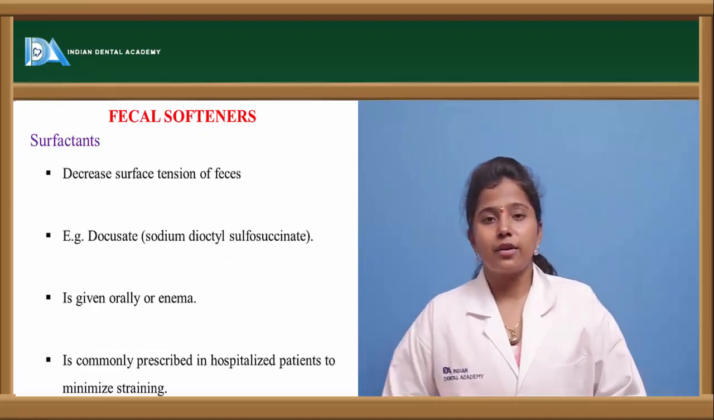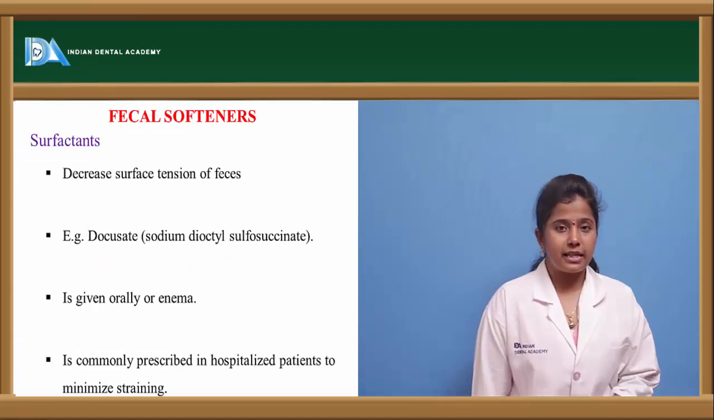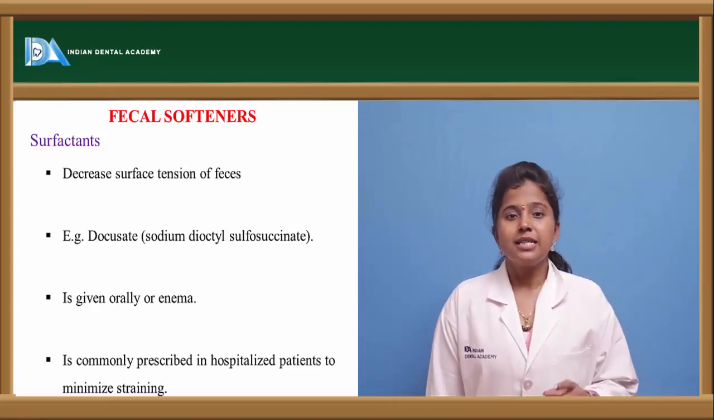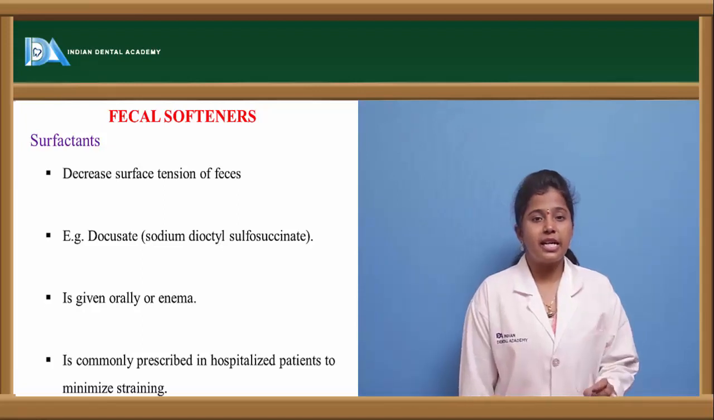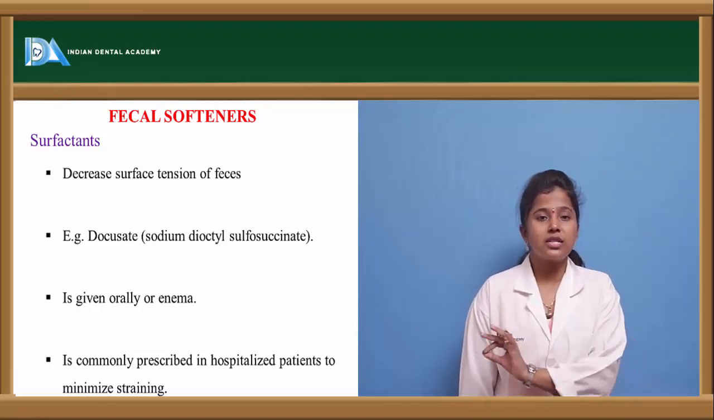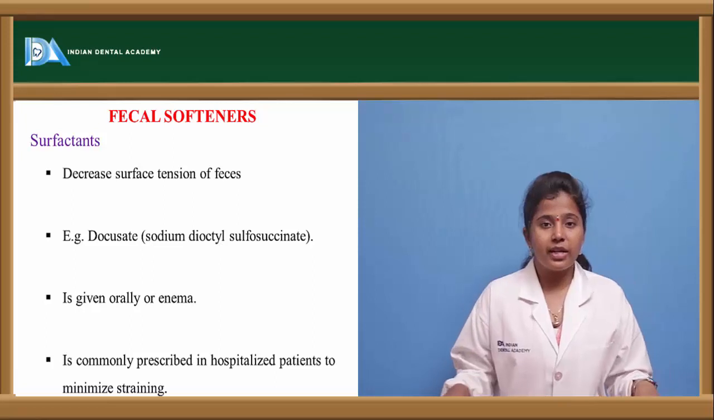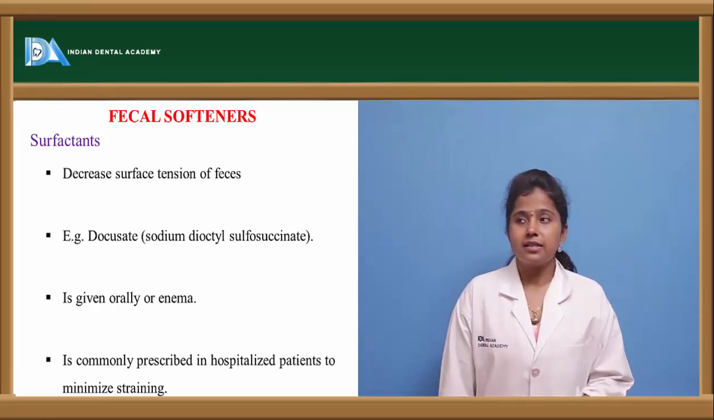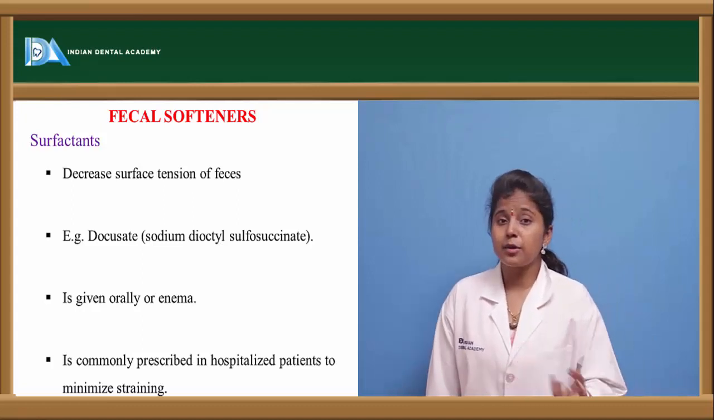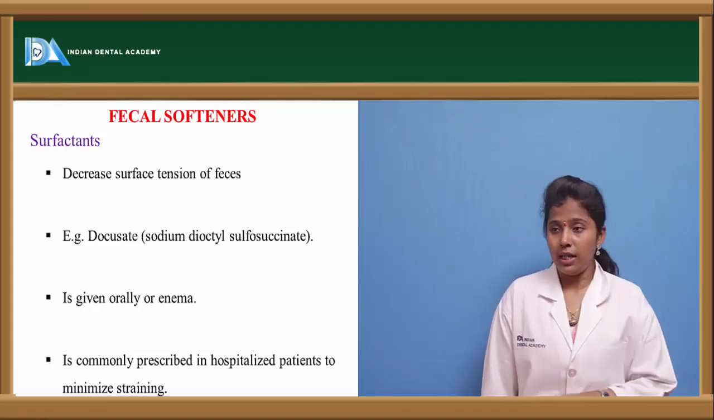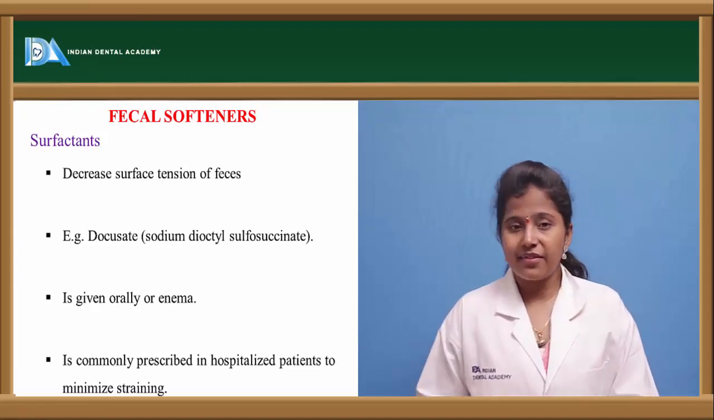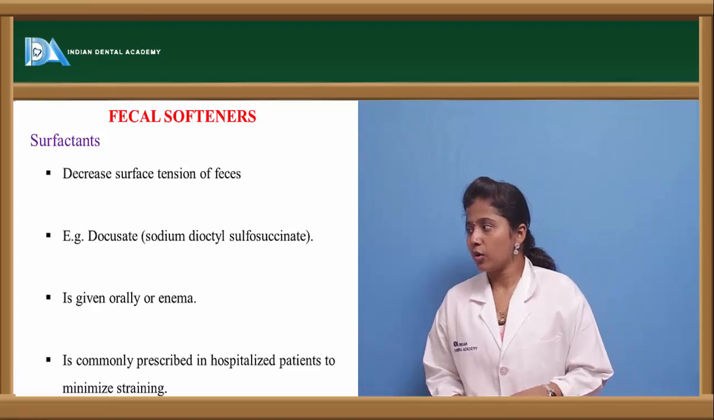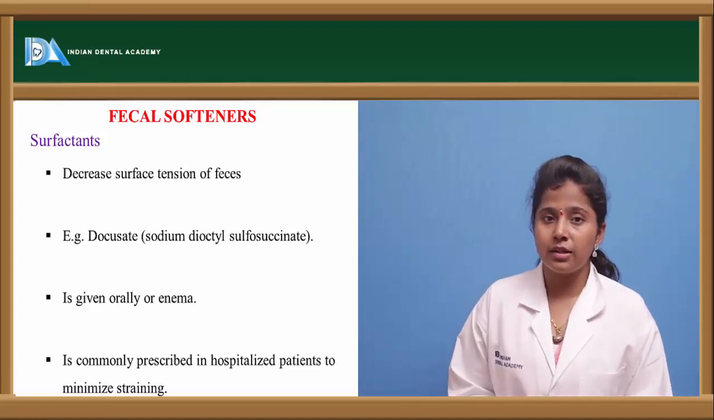The other category of drugs are fecal softeners or surface acting agents. So what are these drugs? Before that, what is surface tension? Surface tension is a tension which is created by the molecules on the surface of the liquid. On the surface of any liquid, if molecules are creating some sort of tension, then that is called surface tension. This occurs because of the attraction of the molecules to the liquid molecules, and surface tension is caused mainly because of the surfactants. So the surfactants, what are these? The surfactants are used in fecal softeners.